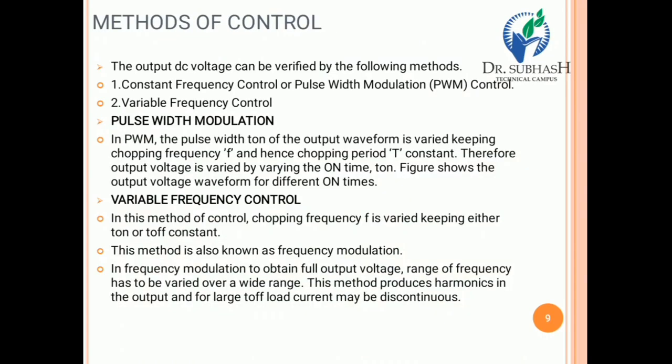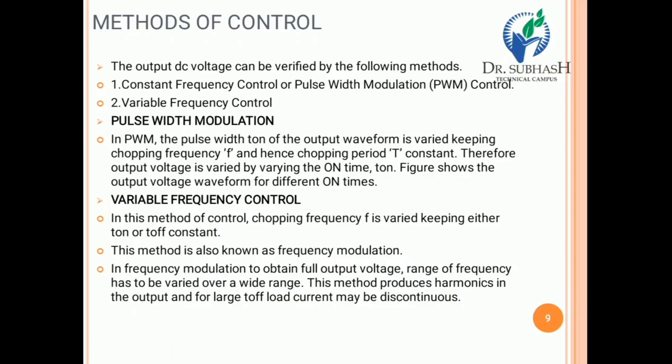Now dear friends, the method of controlling. Method of controlling means how we control the DC to DC converters. Basically, we can classify DC to DC control into two different methods. First one is pulse width modulation, and second one is variable frequency control. The output DC voltage can be varied by the following methods: first one is constant frequency control, and second one is variable frequency control.